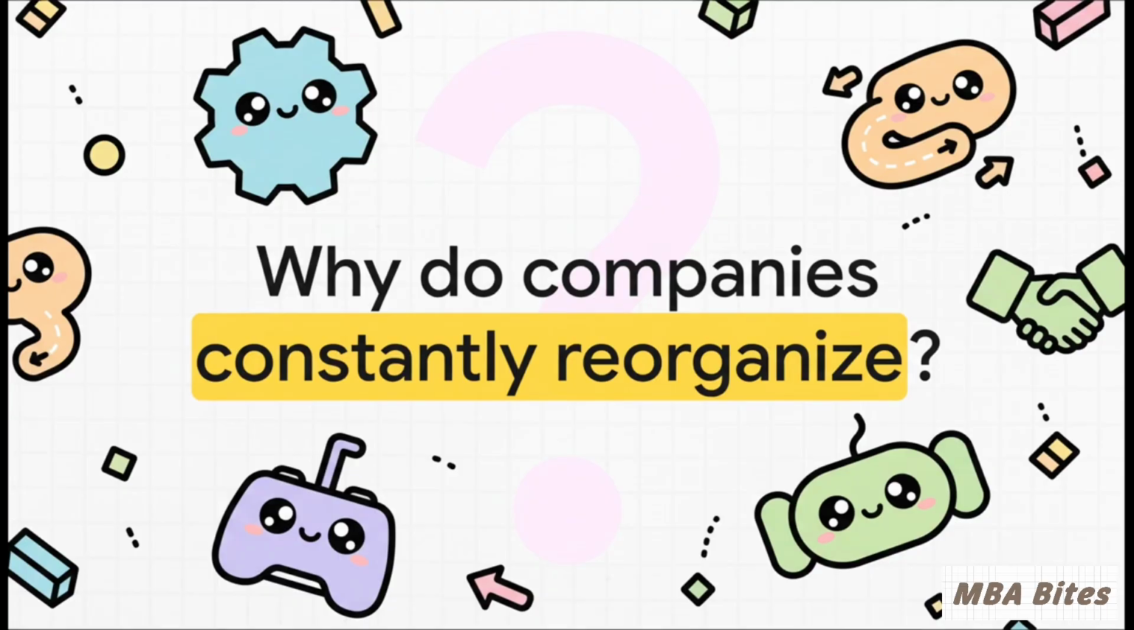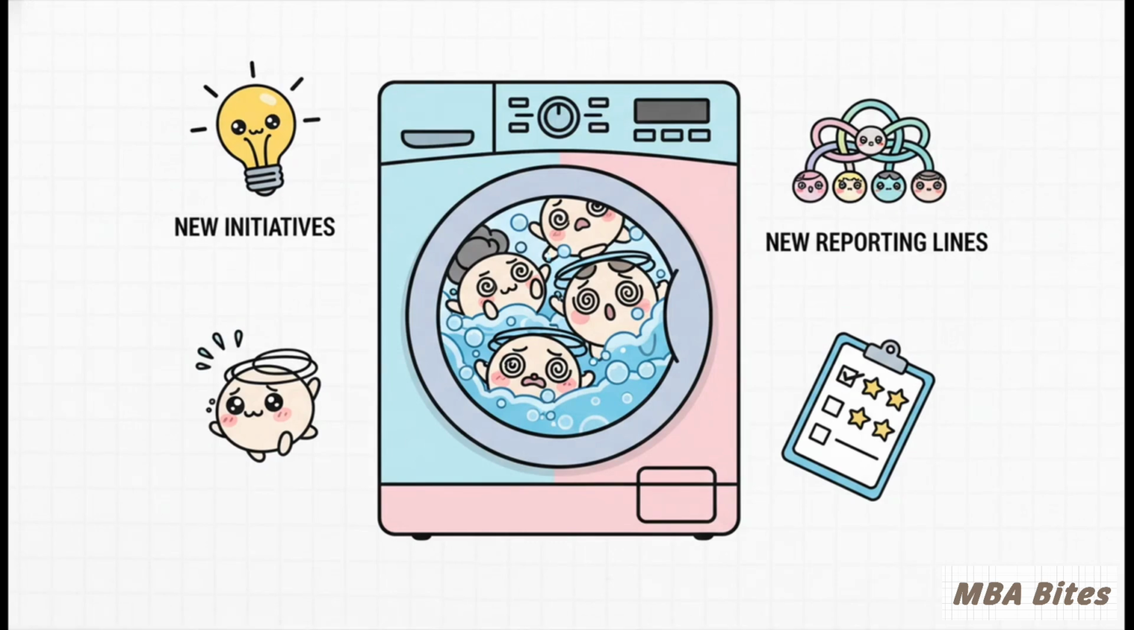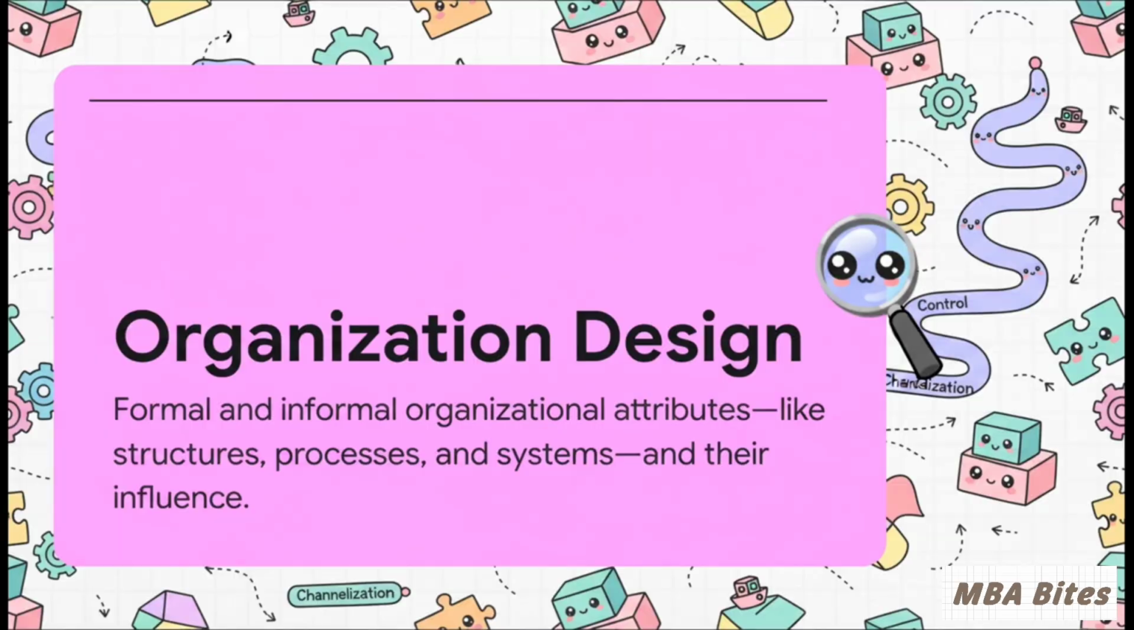And let's be real, it feels like they are always reorganizing, right? If you've ever worked in a company of any size, you know exactly what I'm talking about. One minute you're in a functional team, the next you're in a matrix, and then suddenly, bam, it's all about agile squads. This constant reshuffling can feel like total chaos, just this endless cycle of churn with new initiatives, new reporting lines, new priorities. But what if there's actually a method to all this madness? So let's get into it.